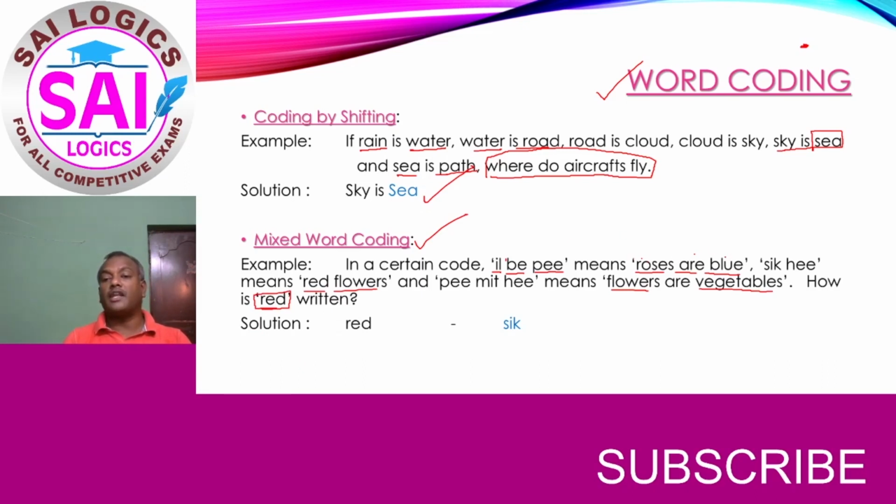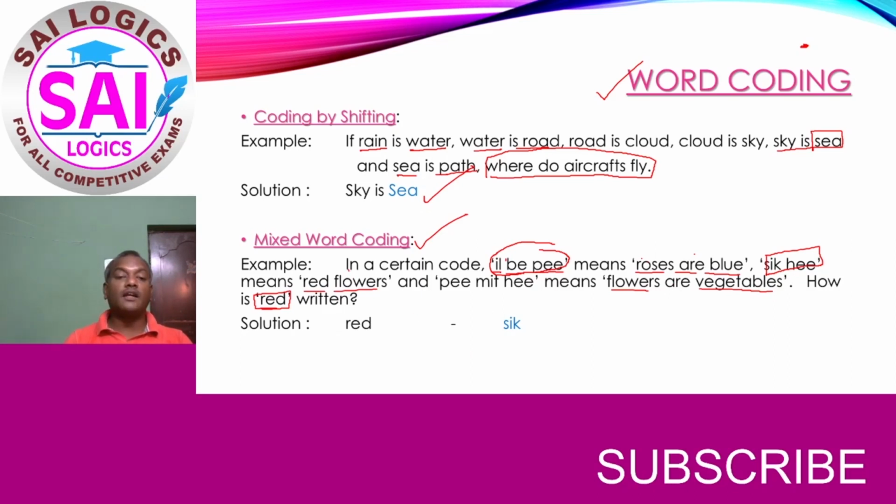In the first statement, red is not there. So that means these three cannot be the possible answers for red. And red is there only in the second statement. The second statement means SIK or HEE. So either of these two can be the code for red. But for finding it, let us see whether red is available in the third statement or not. No, in the third statement, red is not available.